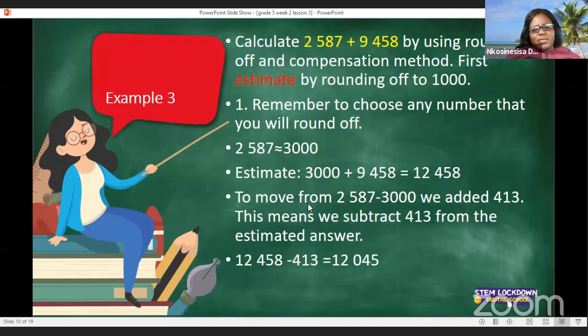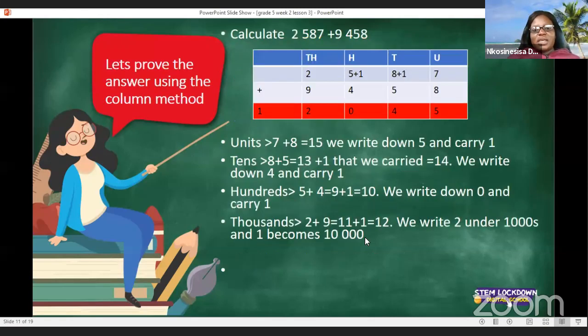So you check. After you have rounded off, you check, did we go up or did we go down? And then we have to compensate. If we went up, we have to subtract. If we went down, we have to add. So we have to prove this because maths have to make sense. So here is the column method, especially that one that asks that they don't understand.